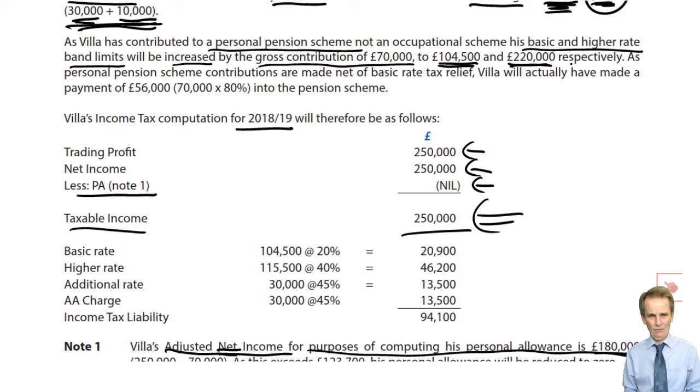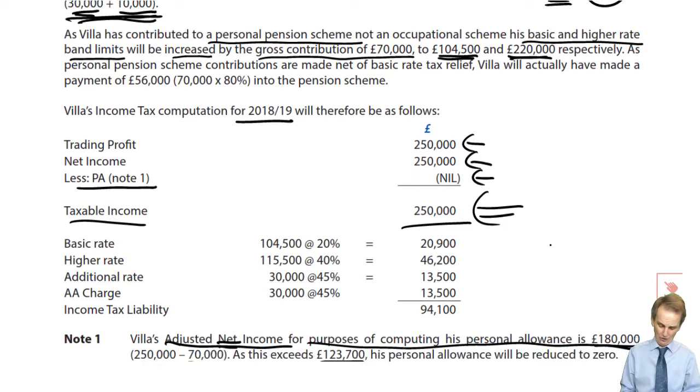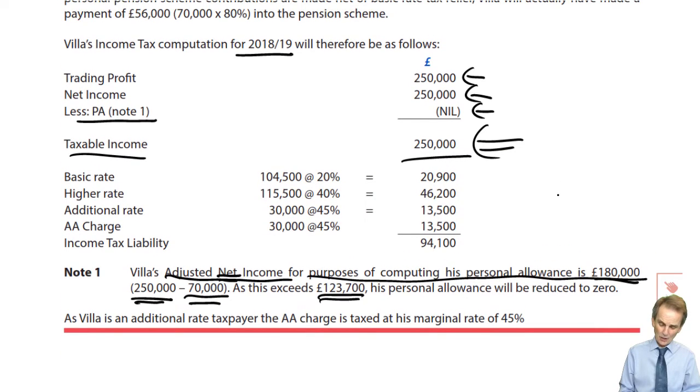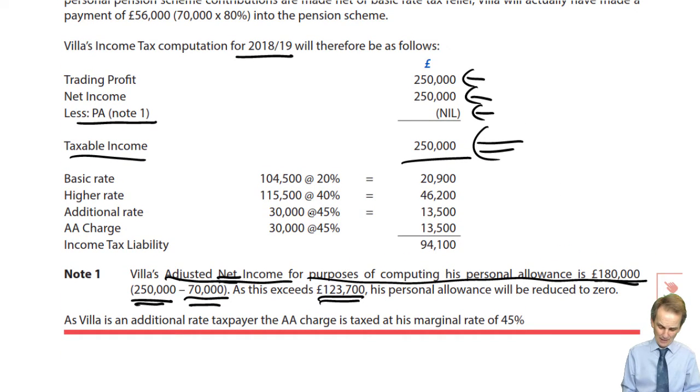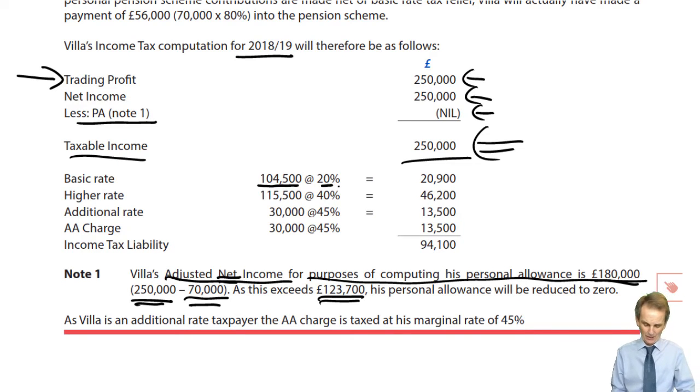So we need therefore to compute those revised basic and, where appropriate, higher rate band limits before you proceed to do your tax calculation. So, using those revised limits now, basic rate 104,500, the only income is trading income, it is non-savings, so it's taxed at 20%. Again, we are within, that goes up to rather, the limit of our basic rate band, 104,500.